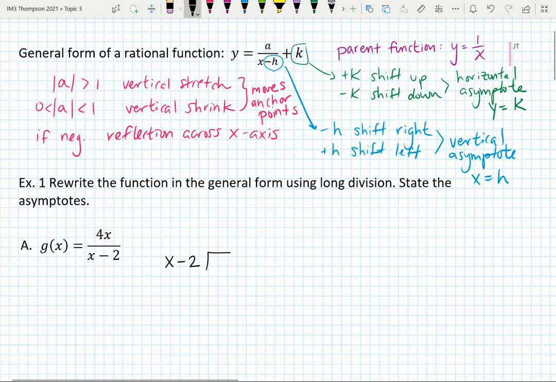The divisor goes outside. The numerator goes inside. Now I'm missing my constant here, so I'm going to fill it in, the 4x, right? That's just a linear term. I don't have a constant, so I'm going to put a placeholder in there. It's a pretty short division problem.